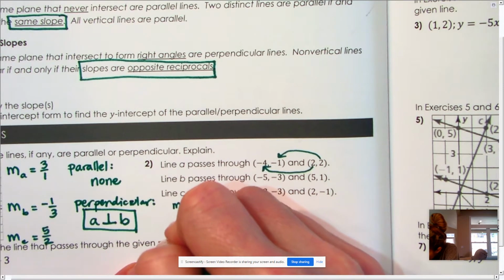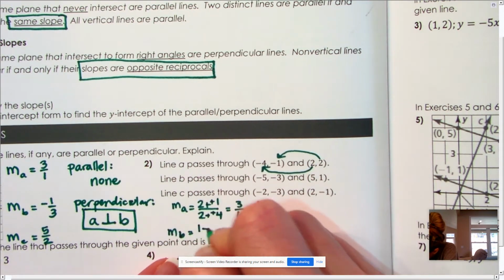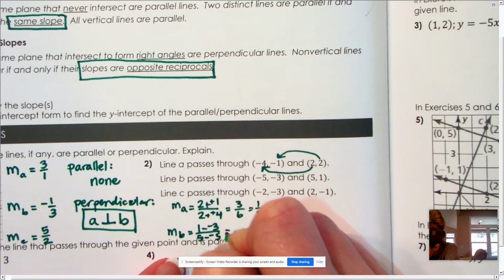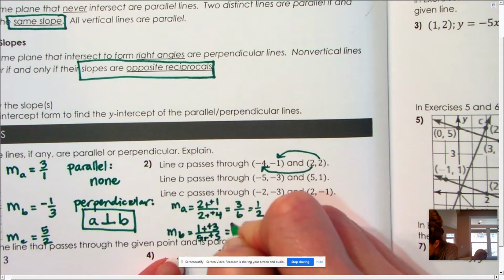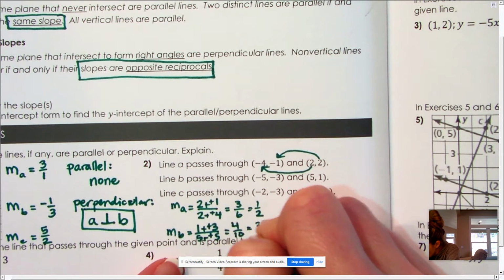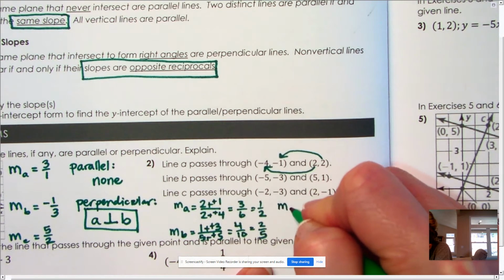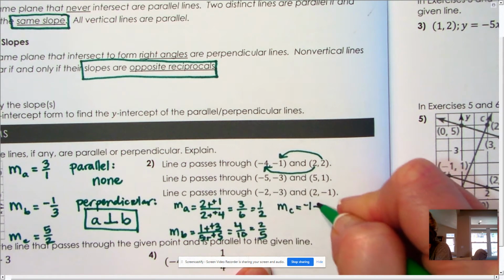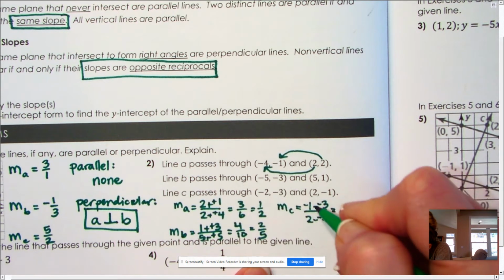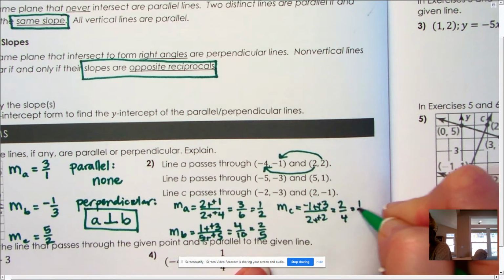Now I'm going to find the slope of B with the next points. So I'm going to go 1 minus negative 3, and then I'm going to go 5 minus negative 5. So anytime we have minus negative, it's adding. So I have 4 over 10, which if I reduce it, we get 2 over 5. And then I'm going to do the same thing for C. The slope of C would be negative 1 minus negative 3 and 2 minus negative 2. So I have positive 2 over 4, which would be 1/2.